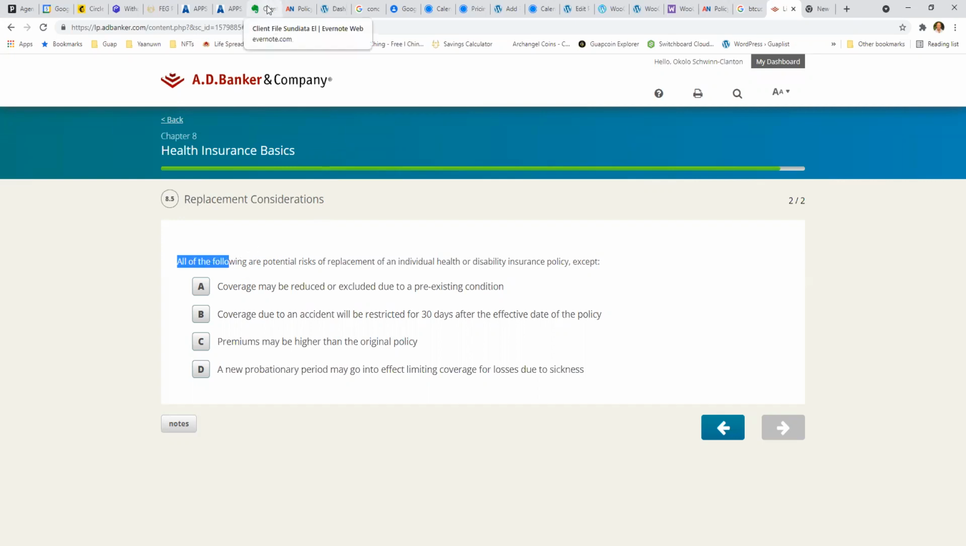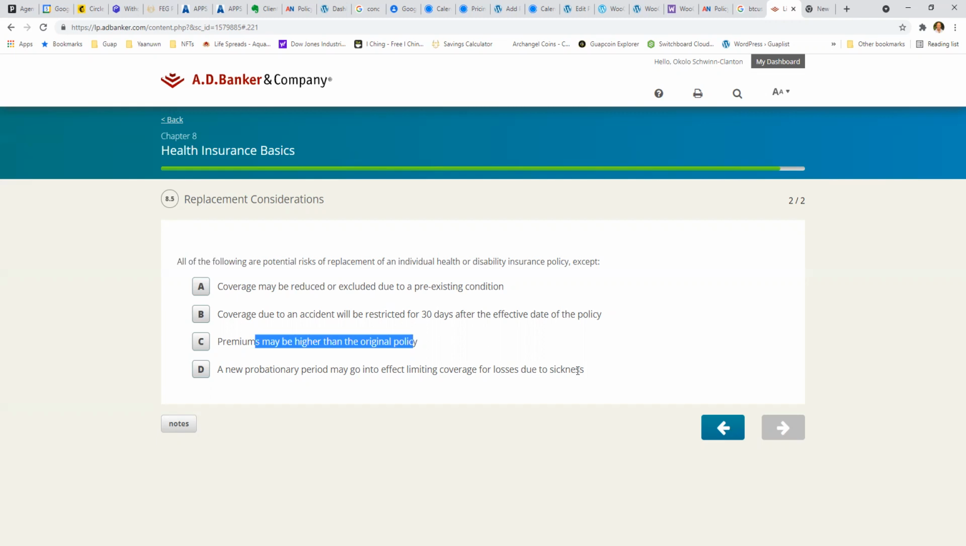All of the following are potential risks of replacement of an individual health or disability insurance policy, except. So if you replace it, what's a risk? Coverage may be reduced or excluded due to a pre-existing condition. That's true. Coverage due to an accident will be restricted for 30 days after the effective date of the policy. That might be true. Probably true. Maybe true. Premiums may be higher than the original policy. Definitely true. A new probationary period may go into effect, limiting coverage for losses due to sickness.